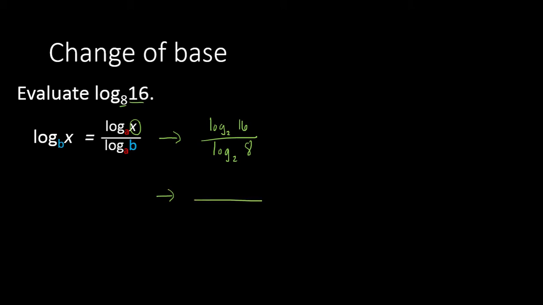So log base 2 of 16 is really asking me 2 to the what equals 16. Log base 2 of 8 is really asking me 2 to the what equals 8. Well, I know that 2 times 2 is 4, times 2 is 8, times 2 is 16, so that would be 2 to the 4th power. So if 2 to the 4th power equals 16, then log base 2 of 16 is equal to 4. I know that 2 times 2 times 2 is 8, so if my exponent is equal to 3, that means log base 2 of 8 is equal to 3.